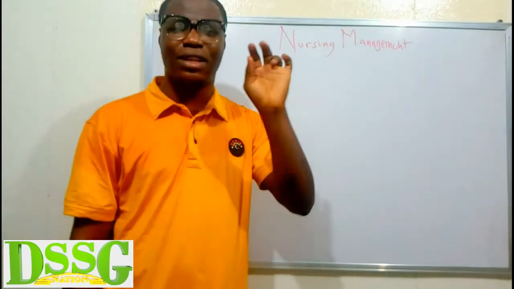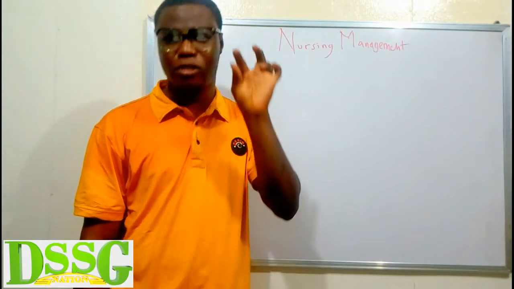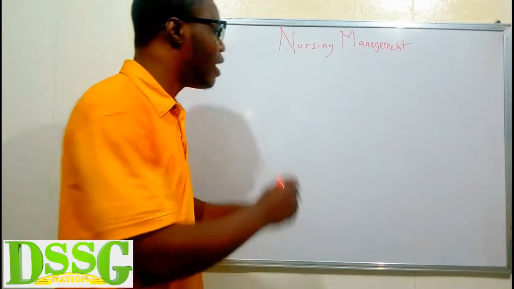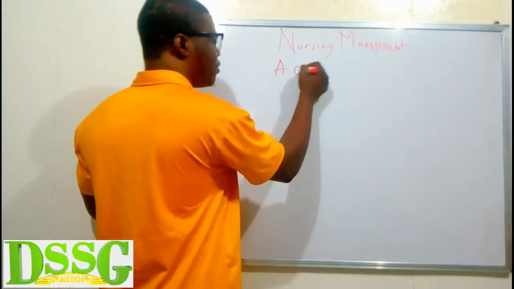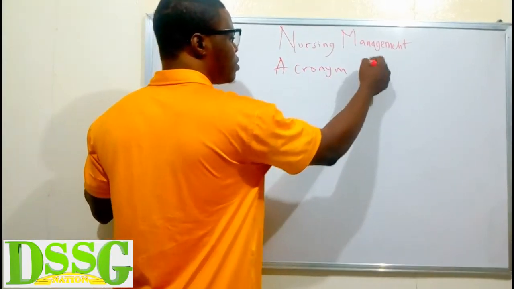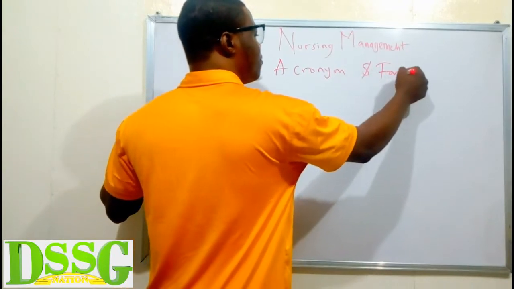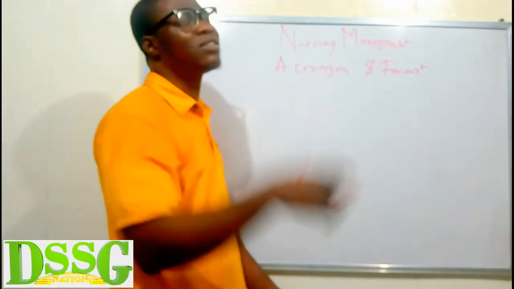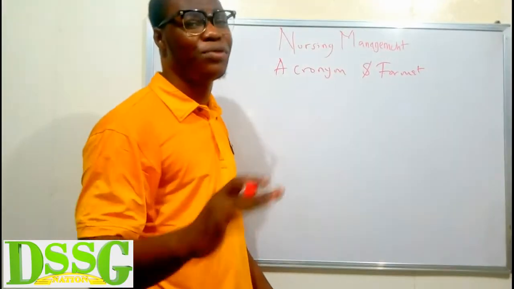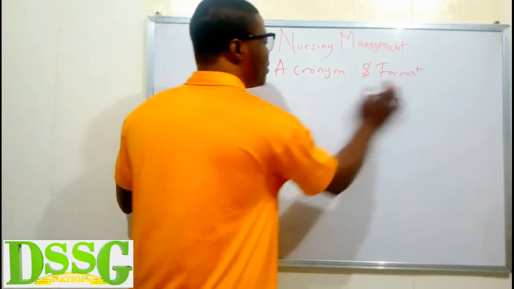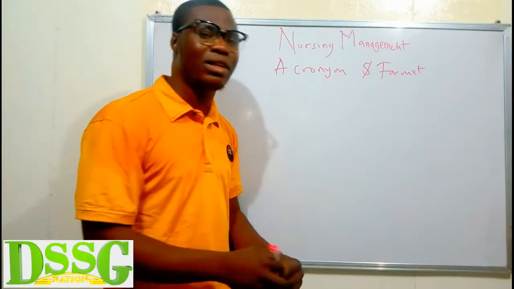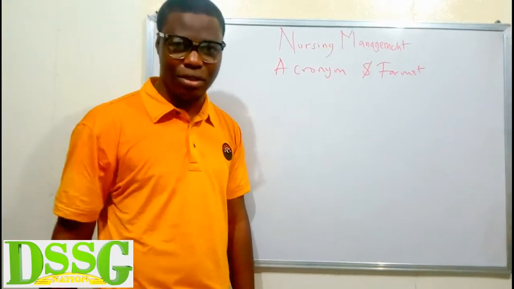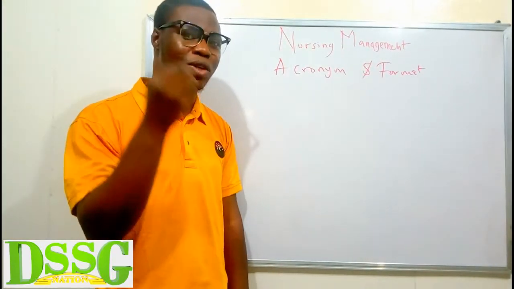There is something that you have to know under nursing management for you to be able to apply it to any disease condition, and that is the acronym and format. Forget about the definition. They won't ask you to define nursing management, and even if they do, you are still going to use something to write. If you fail to know the acronym and format, you're just going to be stressing yourself throughout the nursing management, trying to decipher what they want you to write.